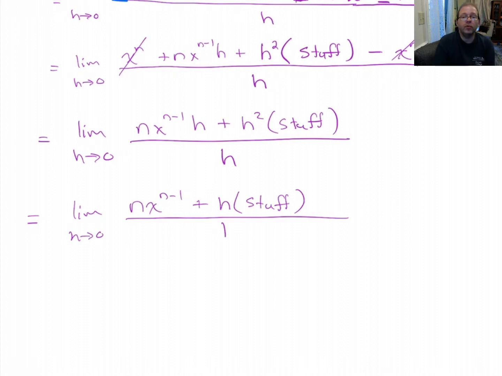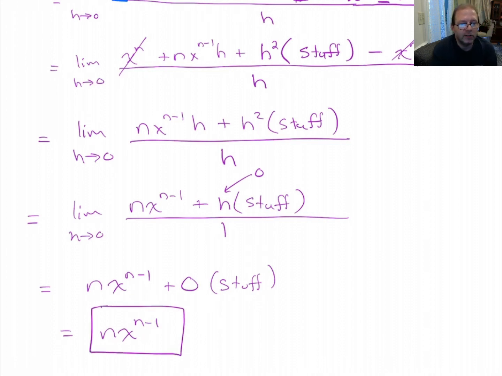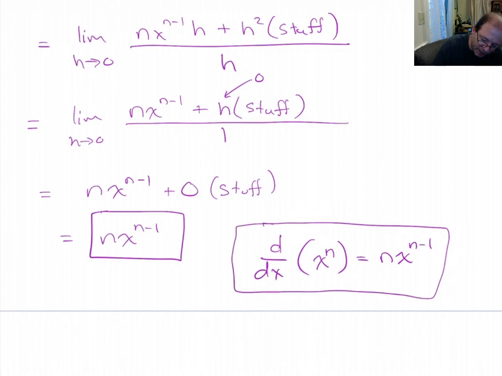All right, now here's the cool part. The h gets replaced with 0. So this bit right here becomes 0. What we're left with is just nx to the n minus 1 plus 0 times the stuff. So that's just nx to the n minus 1. So that's how we get the power rule. It says the derivative of x to the n is nx to the n minus 1. That proves it when n is a positive integer. We're not going to prove it for other values, but it works for any value of n.